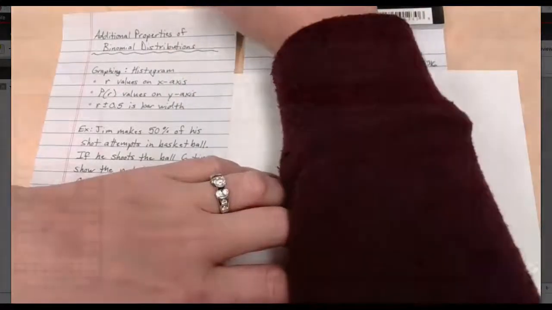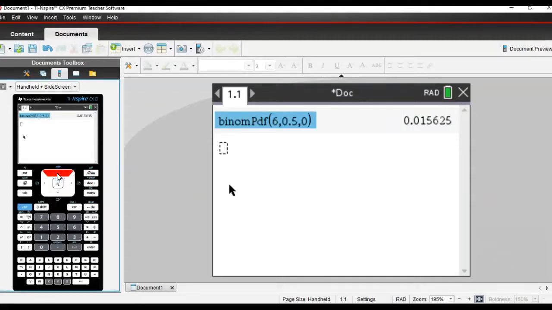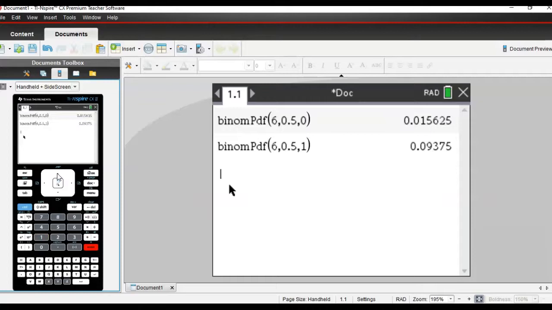Jumping back over here one more time. Is there a faster way than running all of these individually? Well, yes. I had mentioned before that if we jump back up and just hit enter, we can now go in and edit rather than having to go all the way back through the menus. So now say I'd like to do 1 success, and there's our probability for there. So I'm going to record that at approximately 0.094.